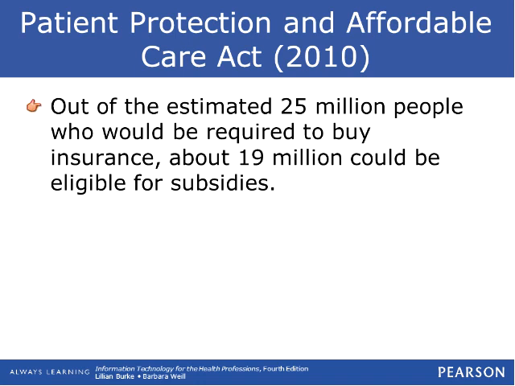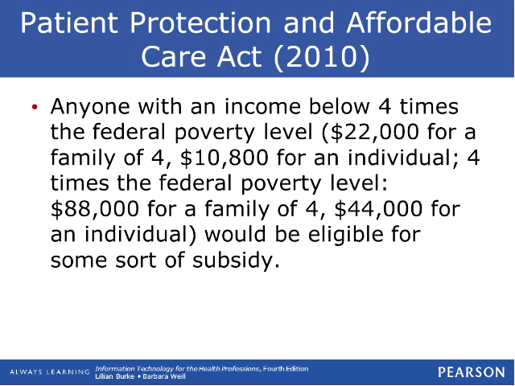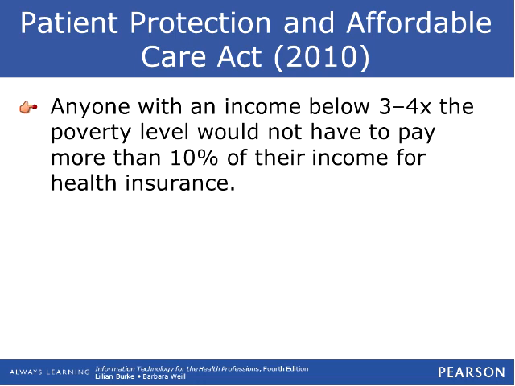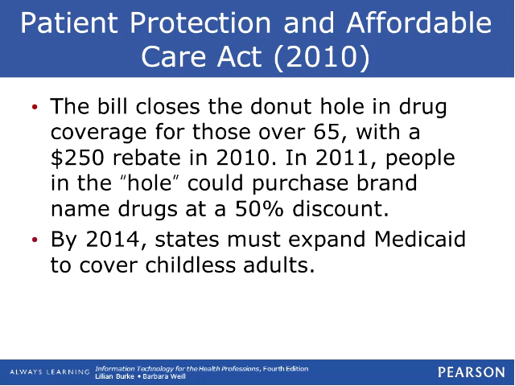issues that people have. Out of an estimated 25 million people who would be required to buy insurance, about 19 million would be eligible for subsidies. So the bulk of the people can get subsidies, which reduces their health care costs. Anyone with an income below 4 times the federal poverty level, or $22,000 for a family of 4, $10,800 for an individual, or 4 times the federal poverty level, $88,000 for a family of 4, $44,000 for an individual, would be eligible for some sort of subsidy, which would decrease their costs, and that's to help pay for their medical insurance. Anyone with income below 3 to 4 times the poverty level would not have to pay more than 10% of their income for health insurance. So it sort of pushes that health care into a differentiation based on income.